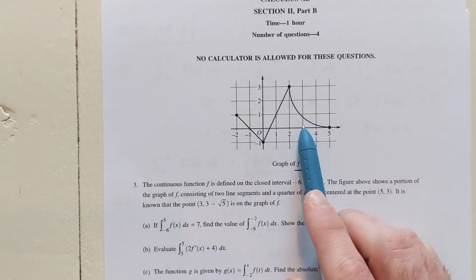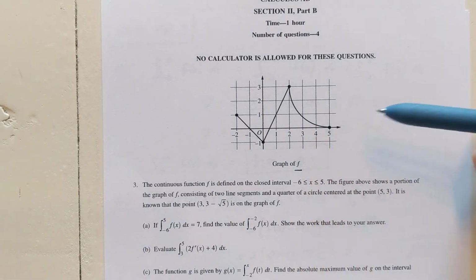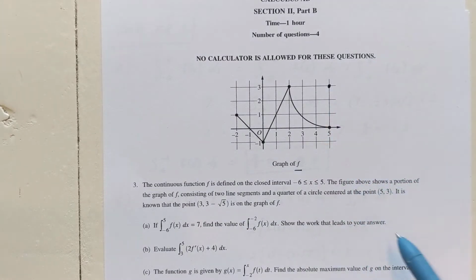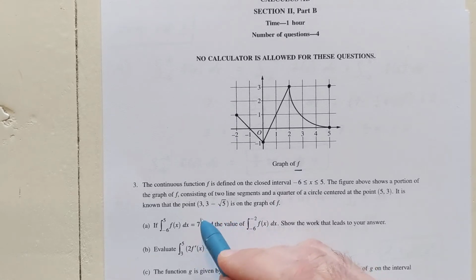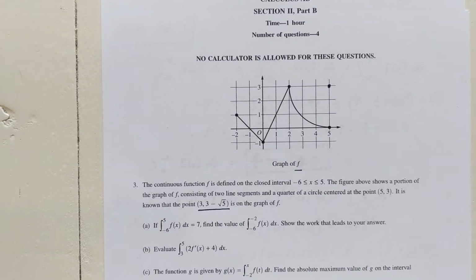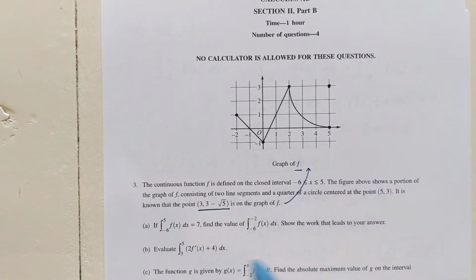And then they don't want to leave this up to an assumption. They tell you that this piece right here on the right is a quarter circle centered at the point (5, 3). So that's worth knowing. And then a lot of times they sneak relevant information here at the end of the text of a problem. They're giving you a point right here of (3, 3 minus the square root of 5). Now that's on the graph of f, so that's what we're dealing with right here.